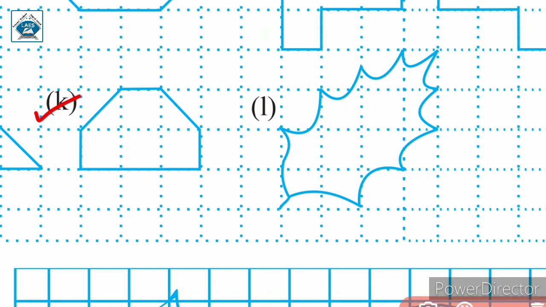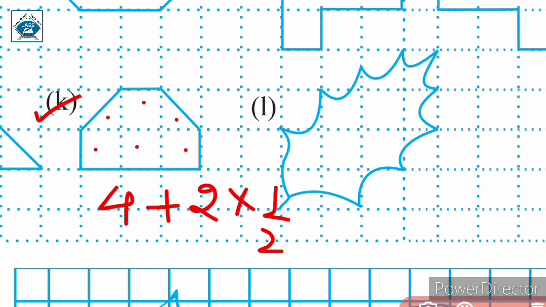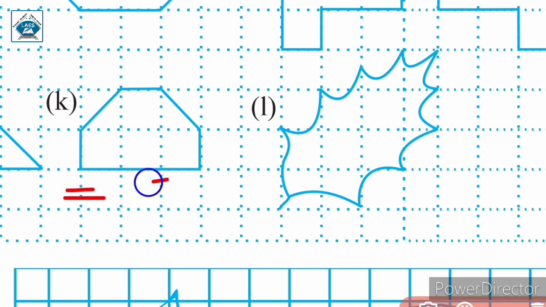Next, we are given a figure that occupies 1, 2, 3, 4 fully covered squares and 1, 2 half covered squares. So here this is equal to 4 plus 1, which is equal to 5 square units. So the area of this figure is 5 square units.